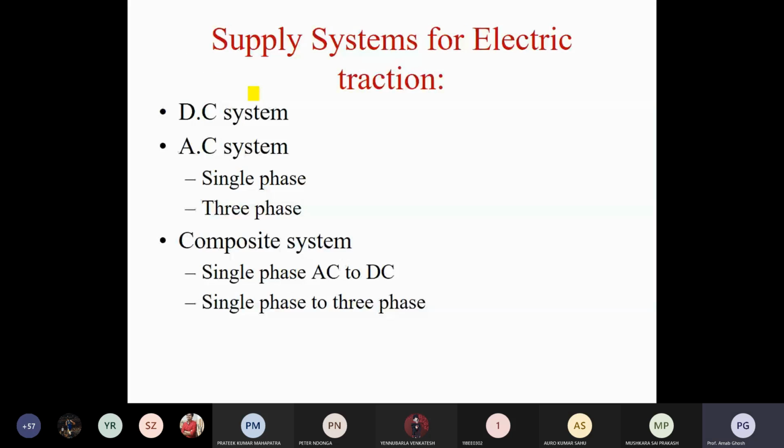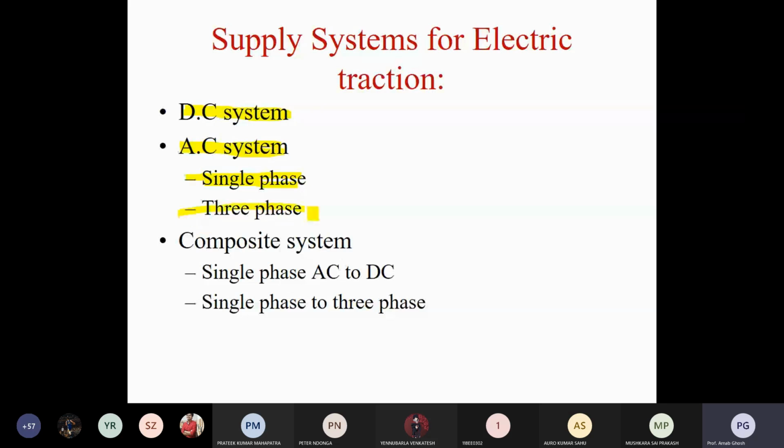What are the traction systems we are using? In case of DC systems, there are DC systems, then AC systems are there. So in all the cases it is important. Then if AC is there, normally we are using single phase AC.